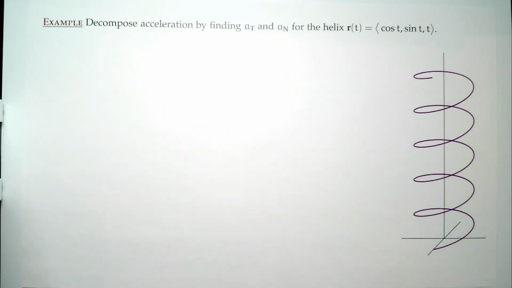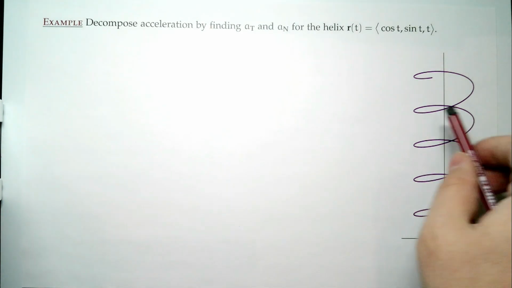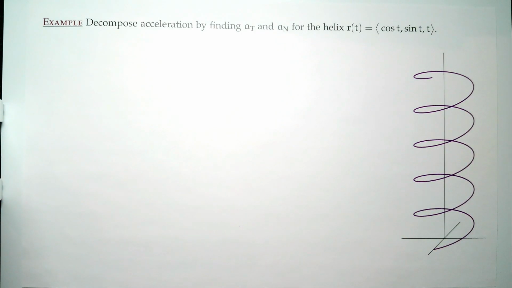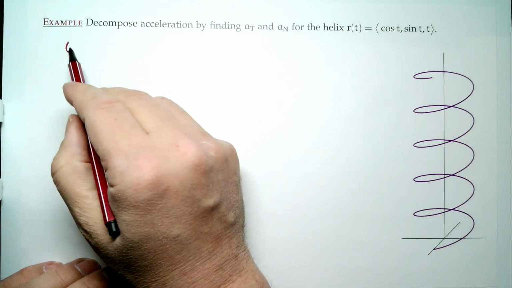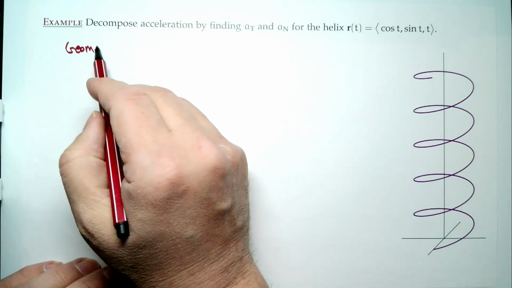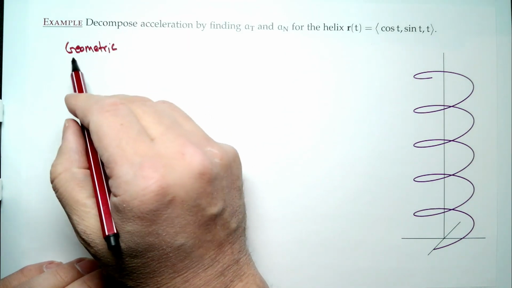We're going to decompose acceleration, which means we're looking for how much of acceleration is with motion, how much is perpendicular for the helix. This is something that we saw in our last lecture. So the helix given by cosine t, sine t, and t. So sort of this, almost like a spring. Well, so what do we do? Well, geometric. This will probably be a little bit more straightforward. So probably a little bit faster.